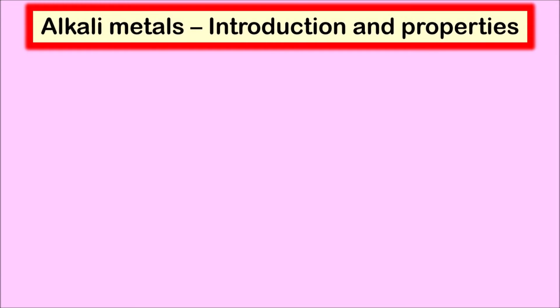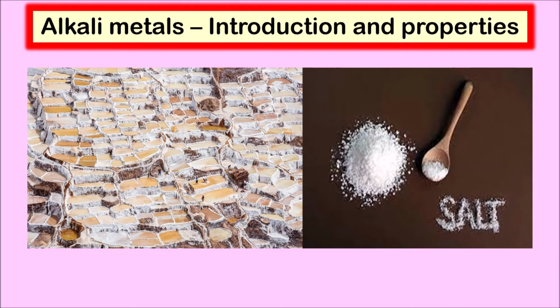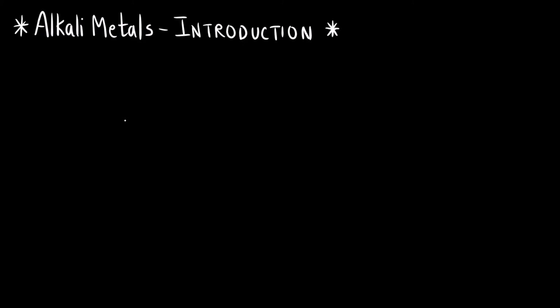In today's video, we are going to start the elements that are present in the group of alkali metals. What are alkali metals, their introduction, and we will see some of the properties of these alkali metals that we are going to see in this group. So these are some of the images, and what do these images mean, we will see in a minute. So first let us understand what are alkali metals and where do they belong in the periodic table.